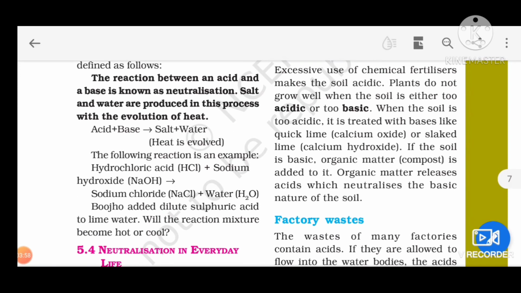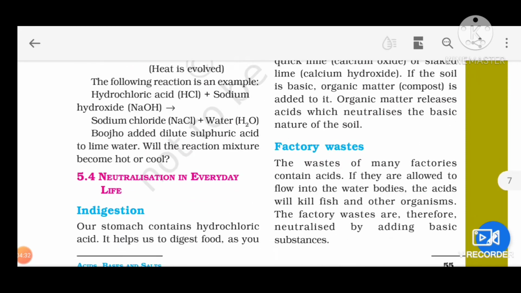Excessive use of chemical fertilizers makes the soil acidic, because plants do not grow well in soil which is too acidic or too basic. It has to be treated, that is, the soil neutralized, to be neither too acidic nor too basic. Then organic matter releases an acid, which neutralizes the basic nature of the soil and makes the soil fertile.